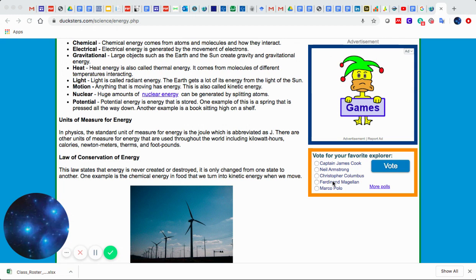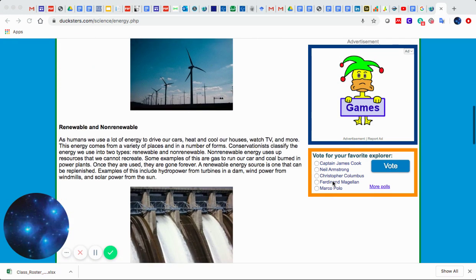Law of conservation of energy. This law states that energy is never created nor destroyed. It is only changed from one state to another. So the same amount of energy that was on the earth a billion years ago is the same amount of energy that is on the earth today. It's just being transformed from one type of energy to another. One example is the chemical energy in food that we turn into kinetic energy when we move. Once we eat breakfast, that changes into energy and then we can use it throughout the day to move. We need food to be able to do work, right? And so that's one form of energy, and how it's transferred.